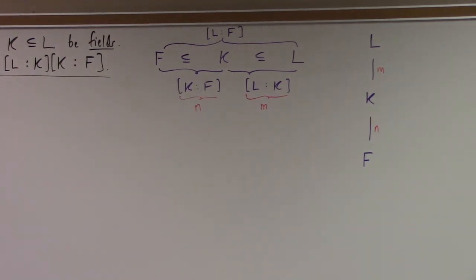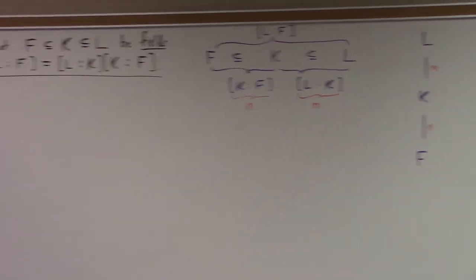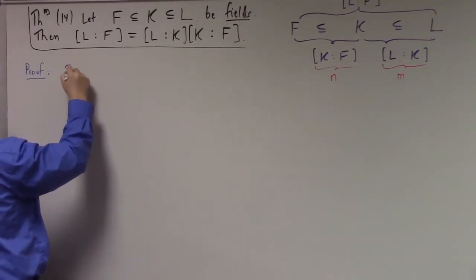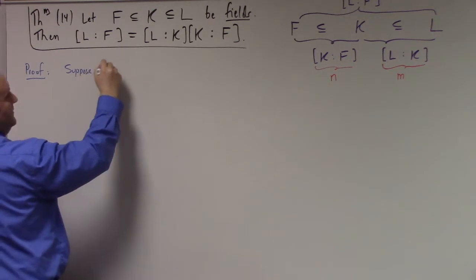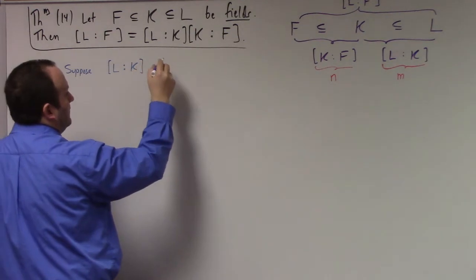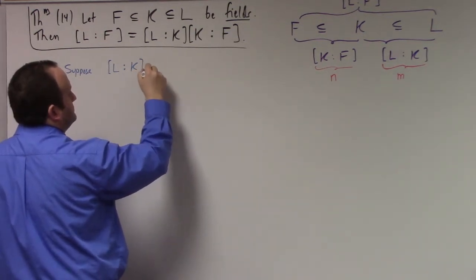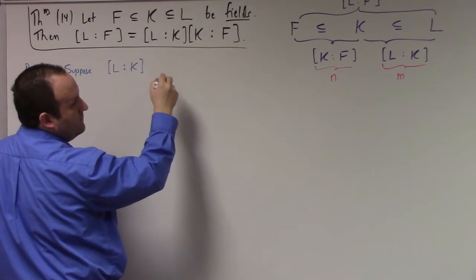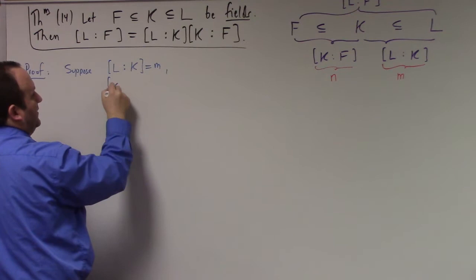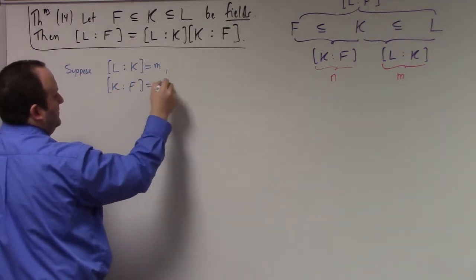So the proof is actually very simple. And just really a calculation, more or less. So what does it mean? So we suppose that I'm going to do the finite case, okay? Suppose the degree of L over K, as I just said, is equal to M, and K over F is equal to N.